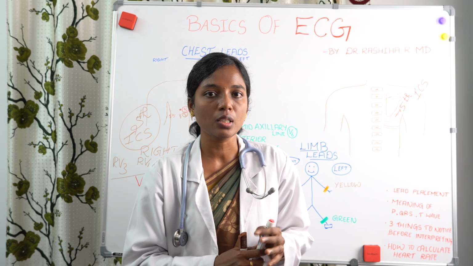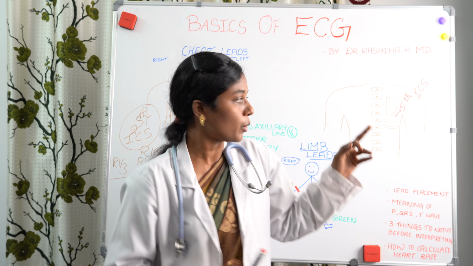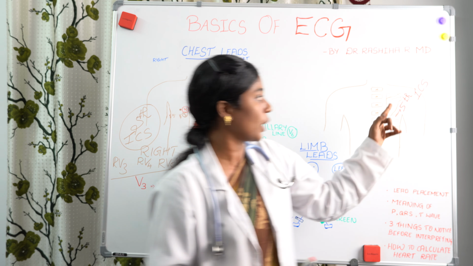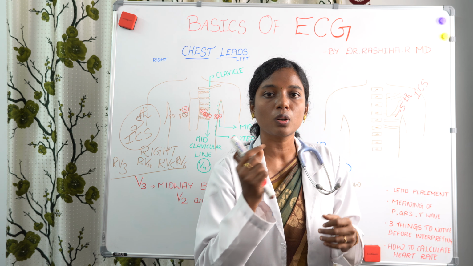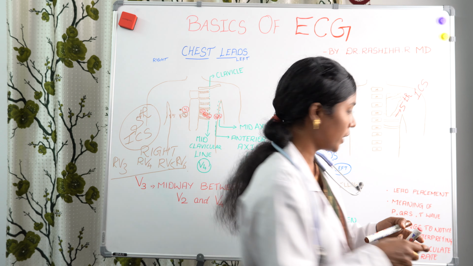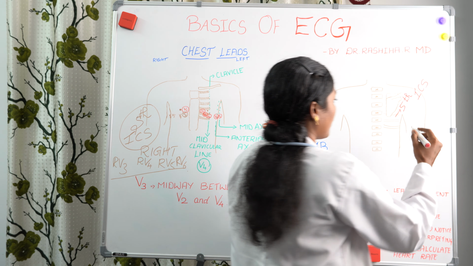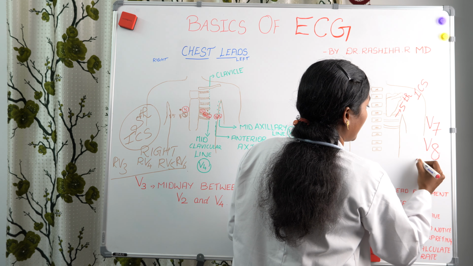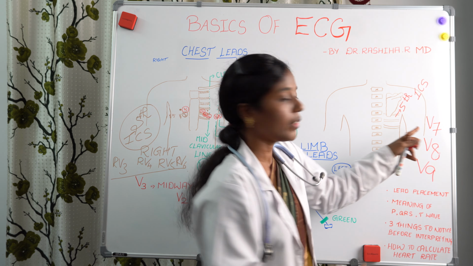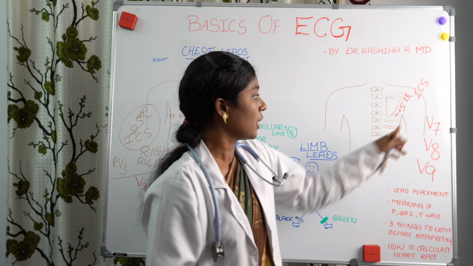The next one is posterior ECG. For posterior ECG also, we are going to place the leads in the fifth intercostal space. And how are we going to name these leads? We are going to name these leads as V7, V8 and V9. And where are we going to place these three leads?